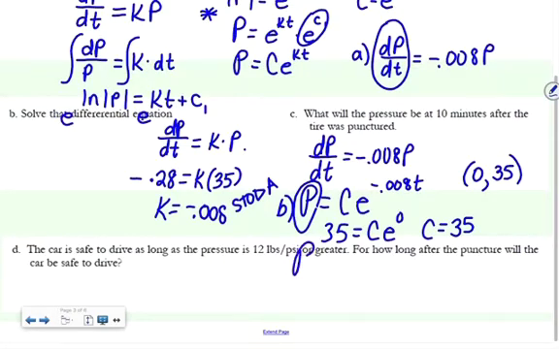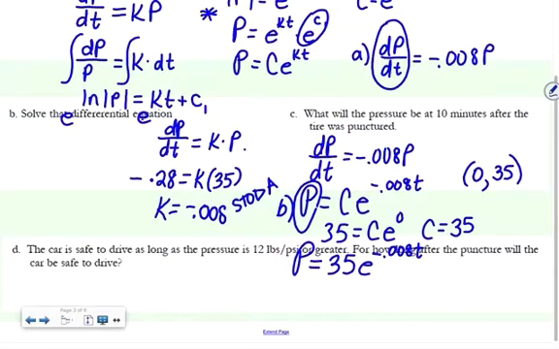Now I have my perfect equation. It's even better. P equals 35 e to the negative 0.008t. How do I get that? I muddle through and I find K and I find C. Okay? Now I can use that equation to answer anything that they ask me for.